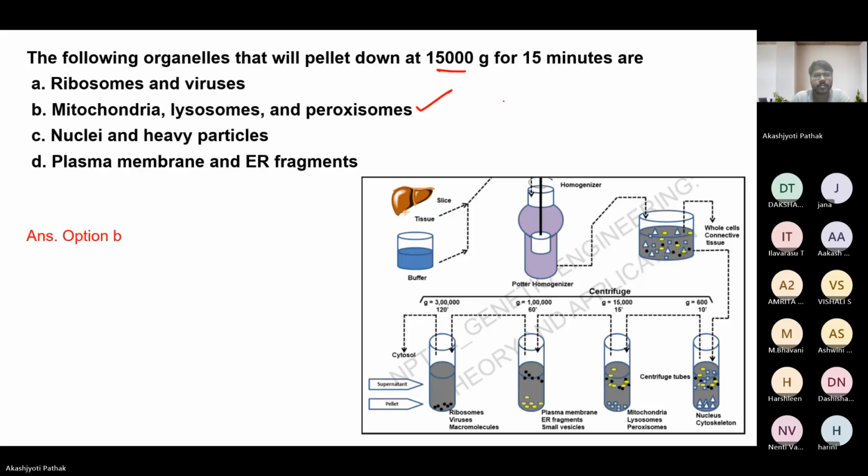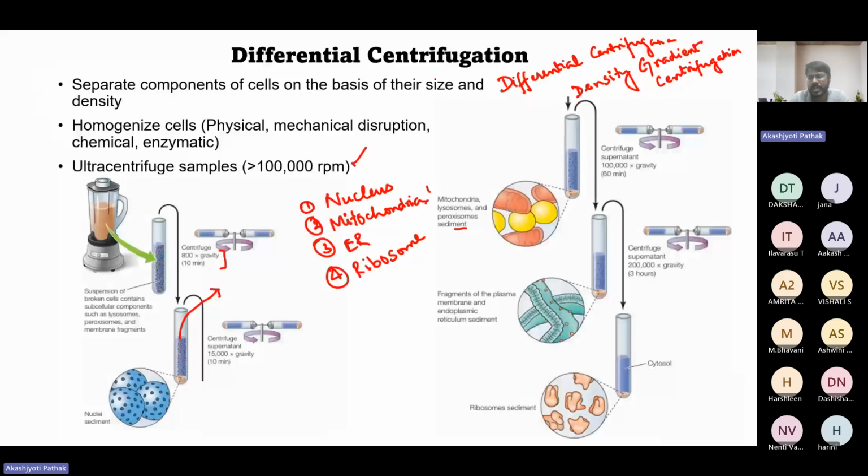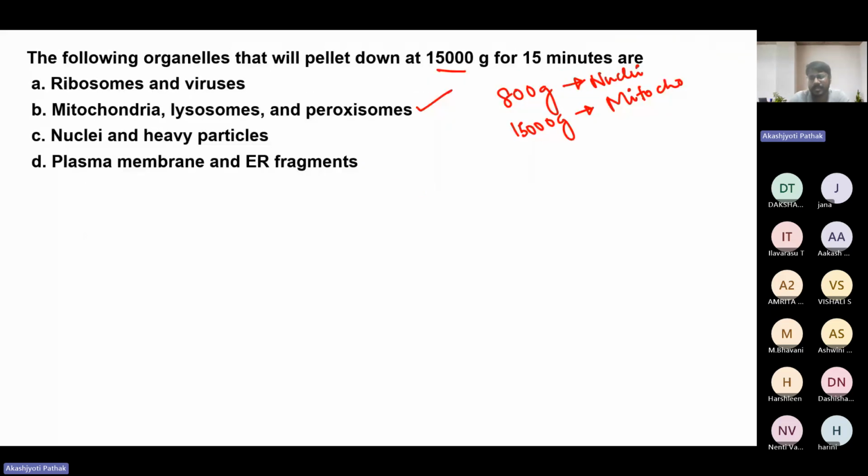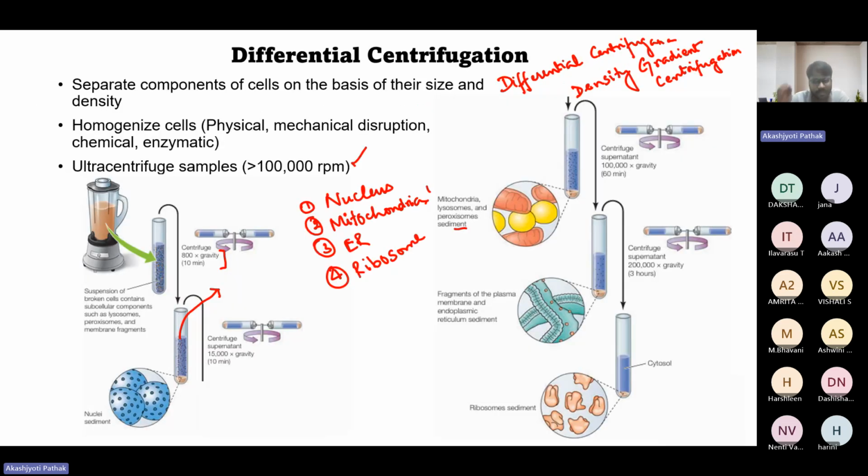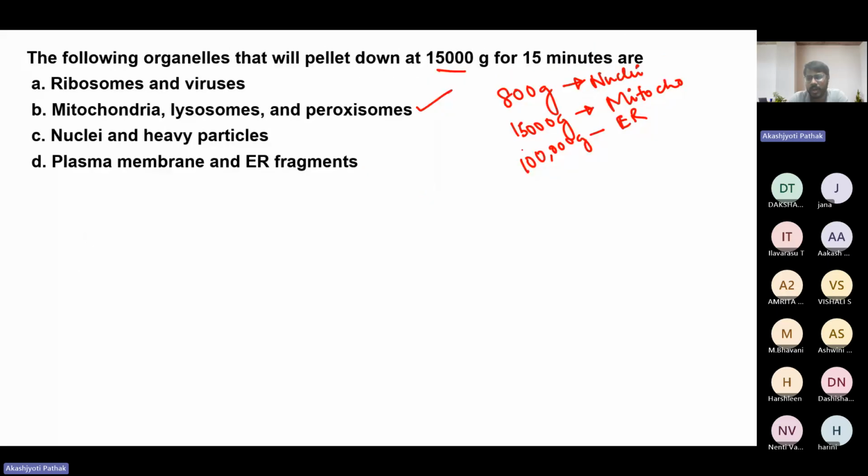When you spin at 800 G, the pellet you get is of the nuclei. At 15,000 G, the pellet is of mitochondria, lysosomes, and peroxisomes. Then an even higher centrifugal force is required: 100,000 G, meaning 1 lakh G. At 100,000 G you get the ER, like microsomes. The ER basically gets fragmented to form microsomes, and you are left with fragments of plasma membrane and endoplasmic reticulum. Then you go to 200,000 G, and you are left with ribosomes.